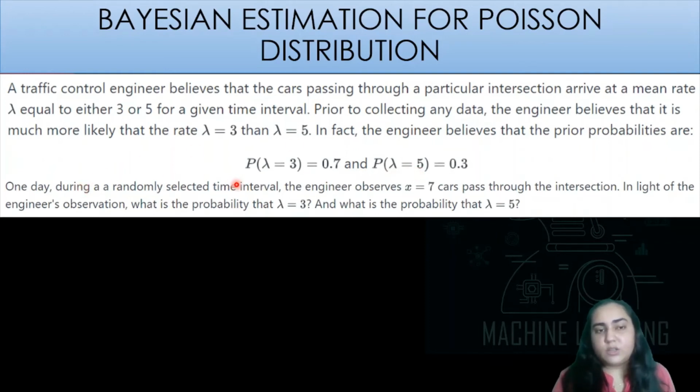Now, there is one particular day where during a randomly selected time interval, this engineer goes and checks how many cars are passing through that particular intersection, and he finds that there are 7 cars, okay?